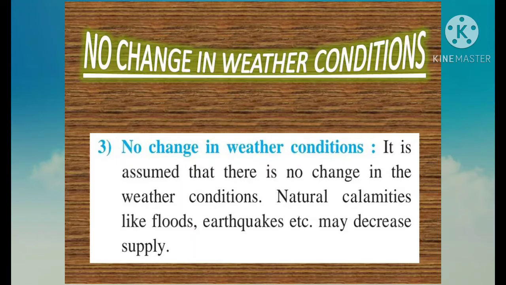Third, no change in weather conditions. It is assumed that there is no change in the weather conditions. Natural calamities like floods, earthquakes, etc. may decrease supply.